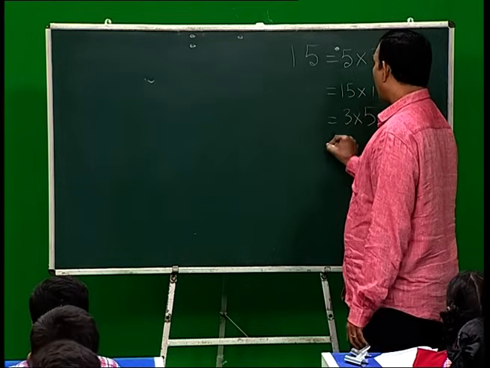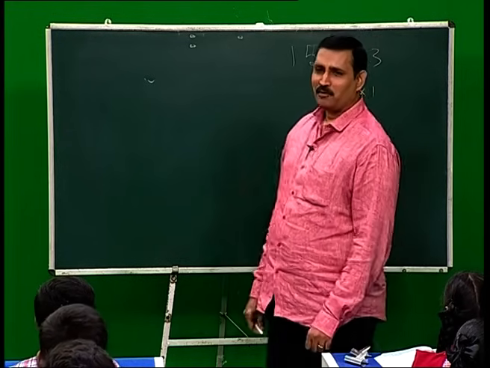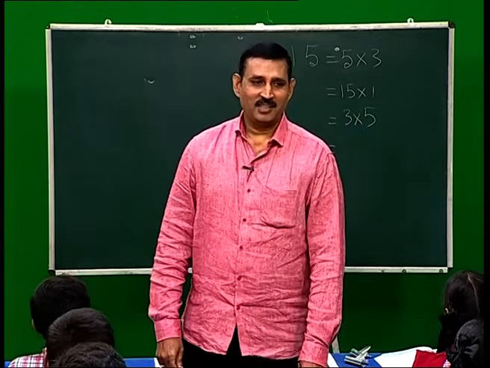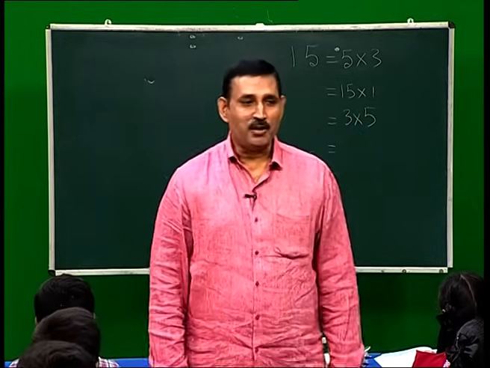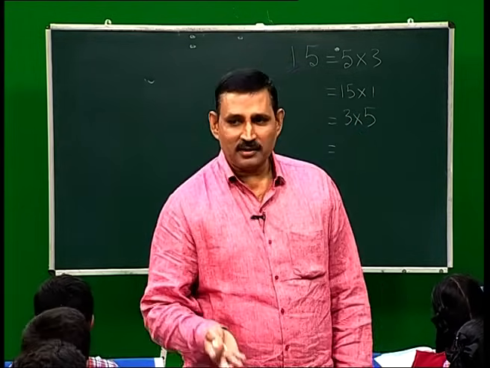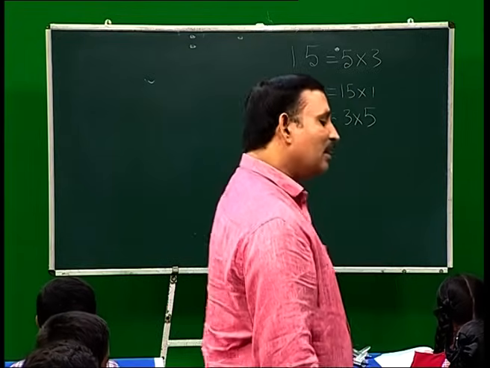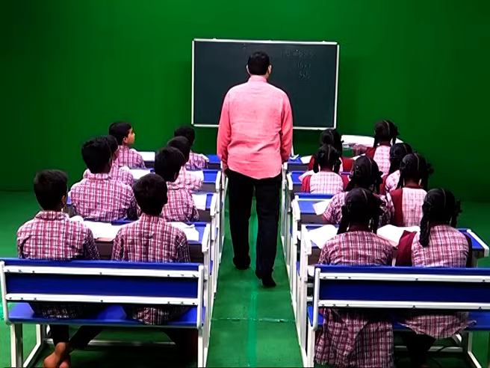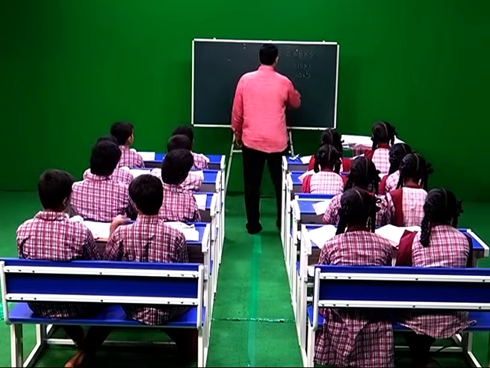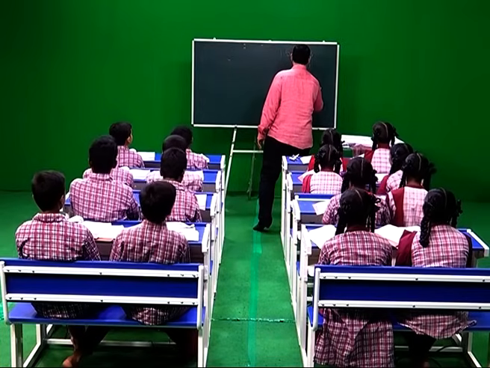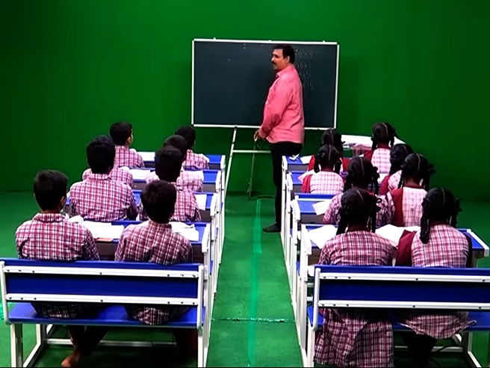And what is the other one that you can say? You observe, 5 times 3 we wrote, 3 times 5. Likewise 15 times 1 we can write like 1 into 15.